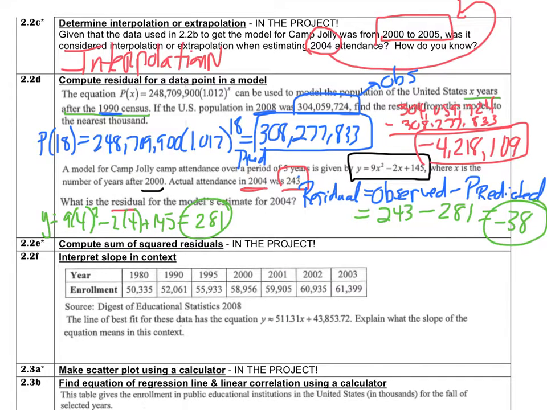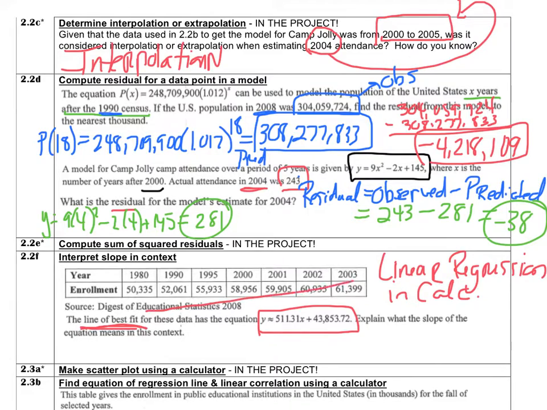It looks like here that we are back about at the college enrollment of the years by enrollment numbers per year. It says here the line of best fit for these data is equal to this particular equation. Now let me highlight one thing. The line of best fit means they actually did a linear regression in the calculator. So that's what this means.